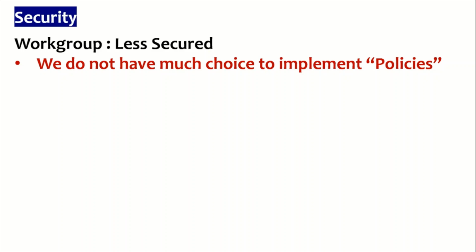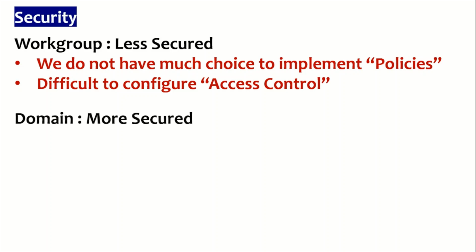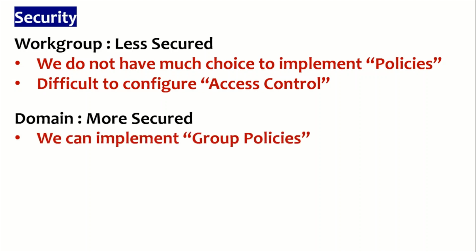So let us take up our next comparison point, that is security. Workgroup networks are comparatively less secured than domain networks because we don't have much choice to implement any policies in a workgroup network, and it is very difficult to configure access controls in our workgroup network. But a domain network is comparatively more secured than a workgroup network because we can implement group policies.